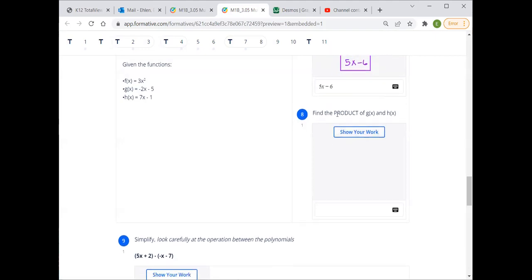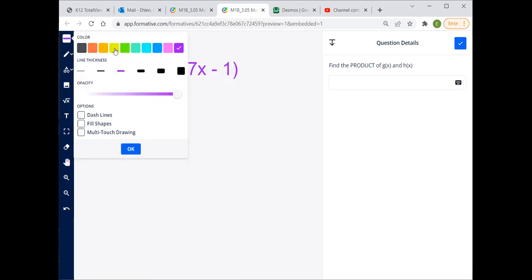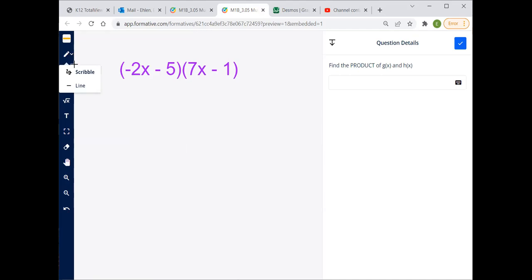Okay, then number 8 says find the product of g and h. So again, we want these last 2. So exactly what we had before, except this time we want to multiply them. And I'm just going to go ahead here and delete everything and change to multiplication. Okay, so we can go ahead and distribute.